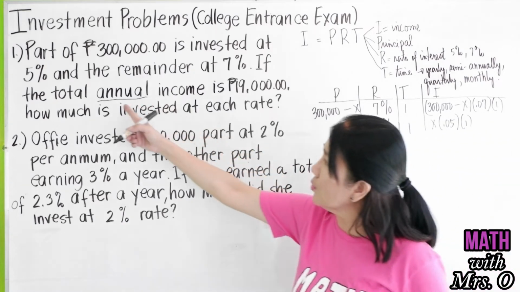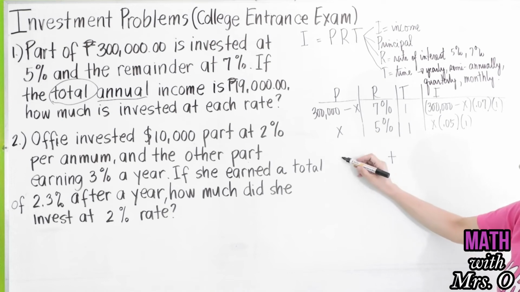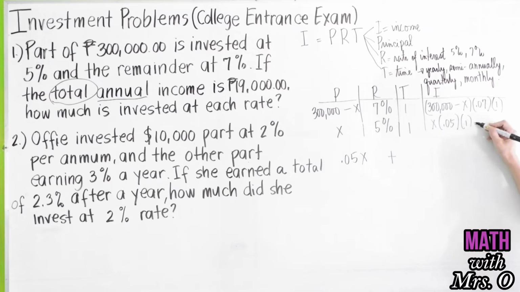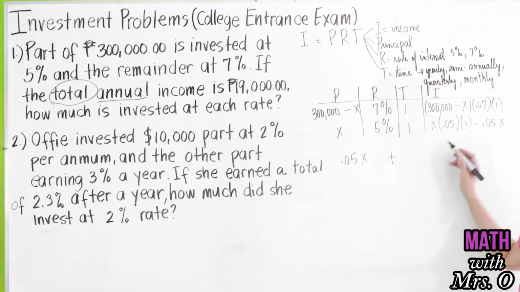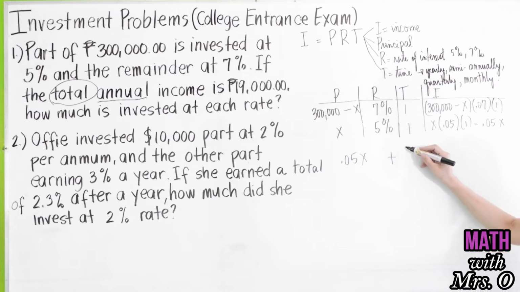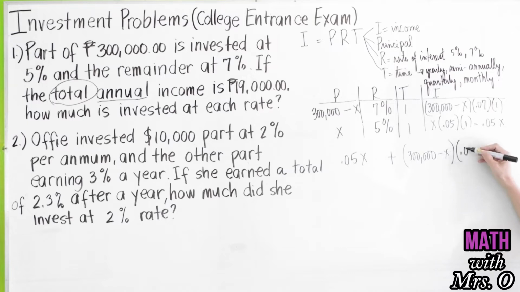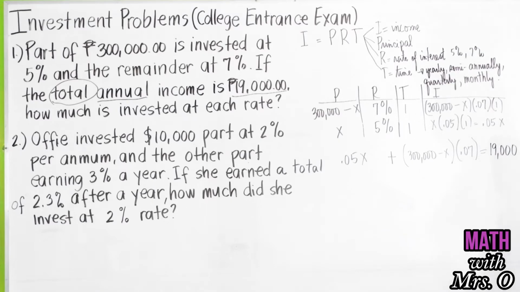And then it says here that the total annual income is 19,000. Remember this can be simplified as 0.05x, since 0.05 times x times 1 is 0.05x. So the income at 5% and the income at 7% rate of investment, 300,000 minus x times 0.07, is equal to 19,000. So we now simplify.